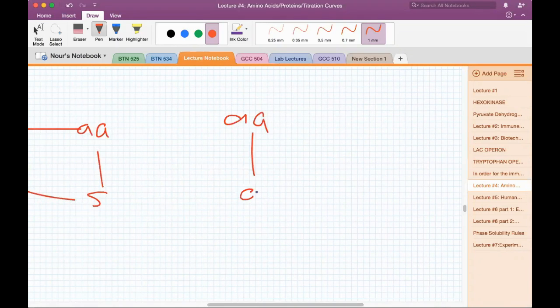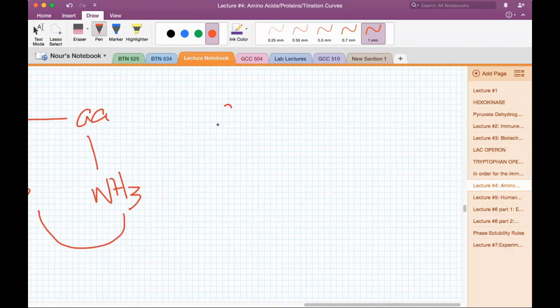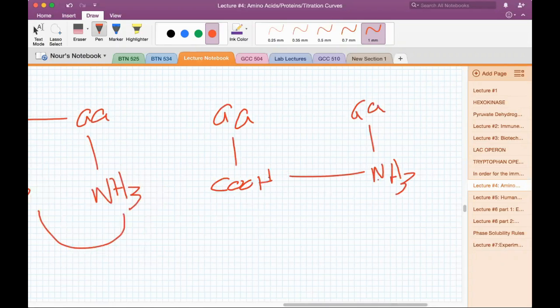Another example: you have an amino acid with a COO minus, and then you have another amino acid with an NH3 plus. This will give a proton, so there's a bond right there, an ionic bond rather than a hydrogen bond. And another example would be an amino acid that has a COOH and another amino acid that has an NH3, and the hydrogen bond would be between these two. That'd be another example of a tertiary structure.